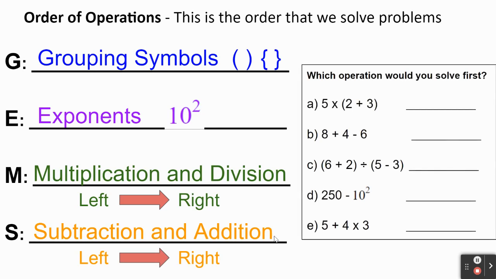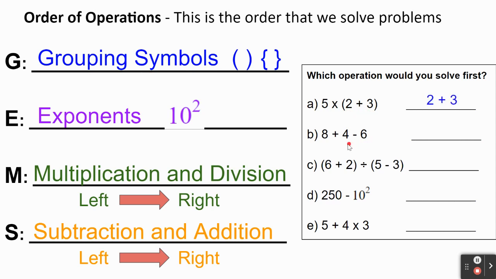So let's talk about which operation we would solve first in each of these problems. Starting with A, what we're going to do is look to see if there's any grouping symbols. We can see in problem A, there are parentheses. So we're going to solve what is inside of the parentheses first, which would be 2 plus 3.